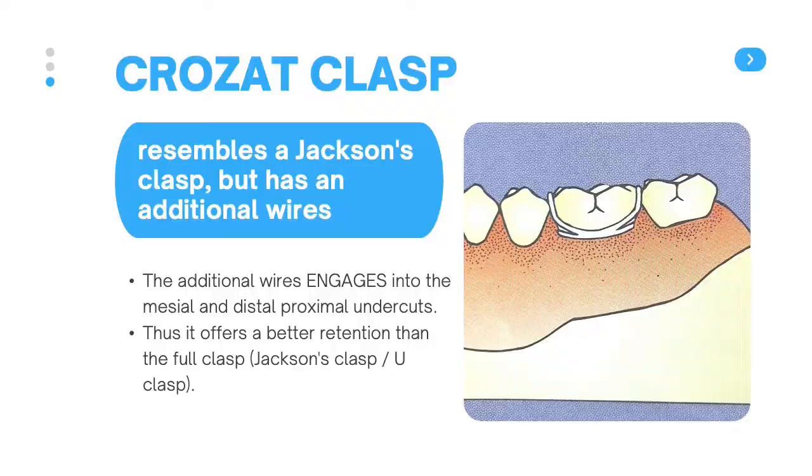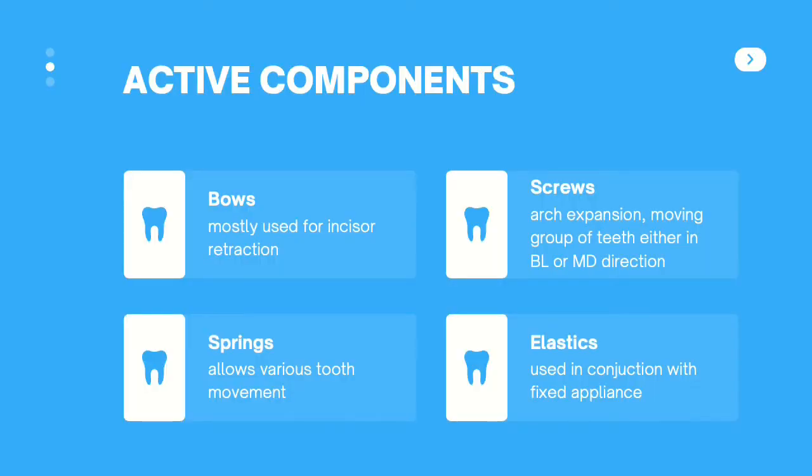Okay, now we have already finished with the retentive component, and now we will move on to the next component, which is the active component. Remember, we have three basic components of the removable appliances, which are the retentive components, active components, and the acrylic base plate. Okay, now for the active components, we have four types, which are bows, springs, screws, and elastics. Bows are mostly used for incisor retraction.